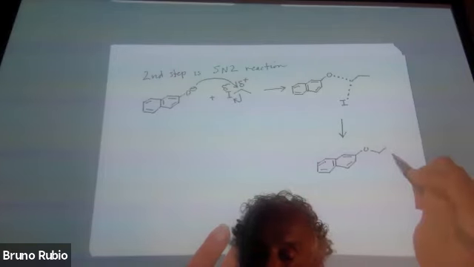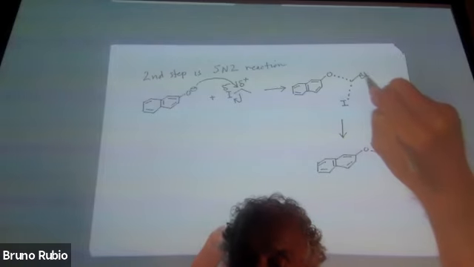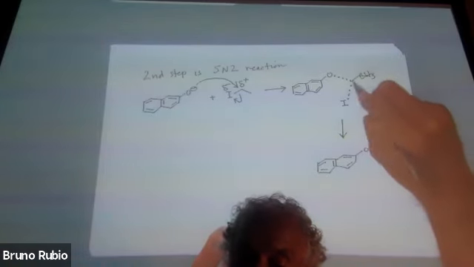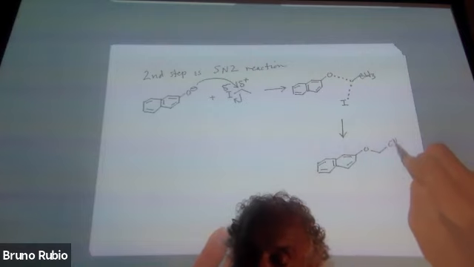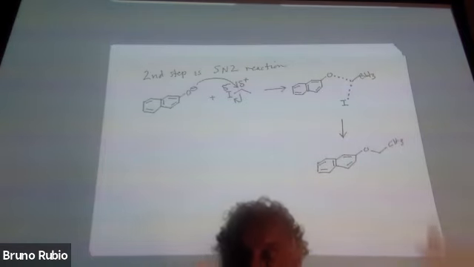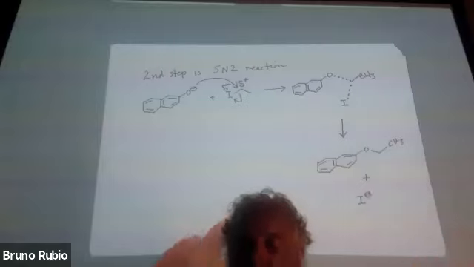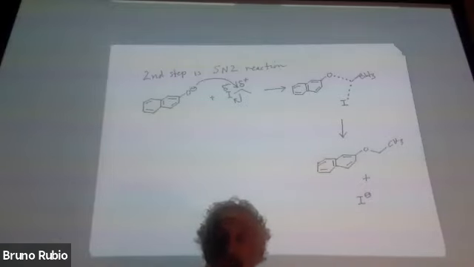Oops, I drew too many carbons. Sorry about that. This should be CH3 up here, right? That's ethane. CH3 there. So that's the nerolin. And the iodine has departed the scene with this negative charge.